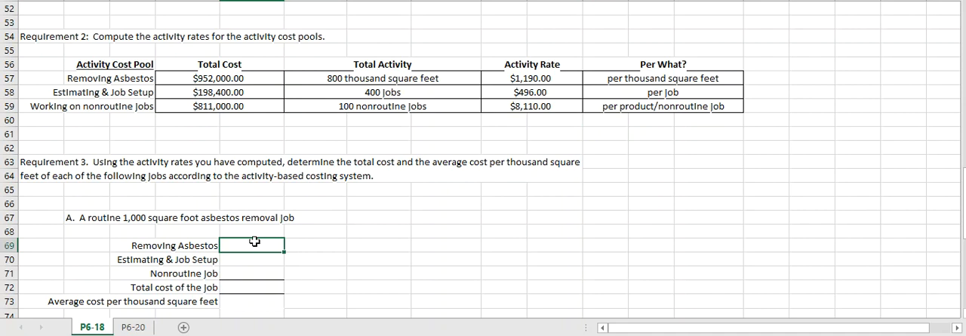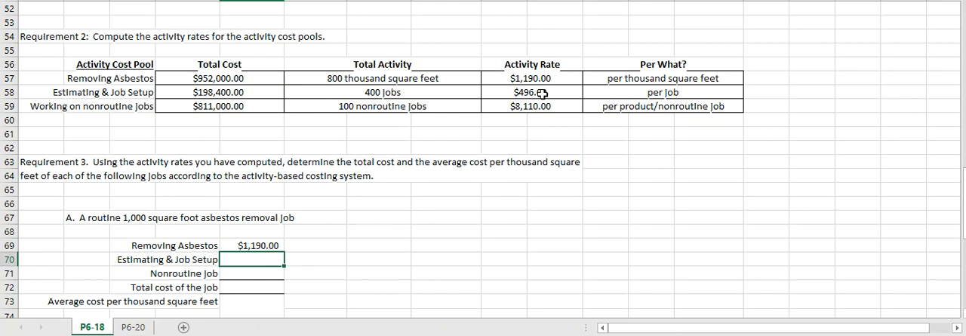So if we have 1,000 square foot of removing asbestos, and I've got our 3 activities here that we were going to cost out. So we've got our removing asbestos, estimating a job setup, and then non-routine job costs. So the removing of asbestos up here, it says, is $1,190 per 1,000 square feet. Well, this job is 1,000 square feet. So we've got 1 unit of 1,000 square feet times that activity rate. So we've got 1,190 that it's going to cost us for removing asbestos. So we've got that taken care of right here.